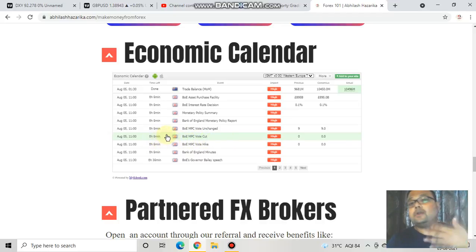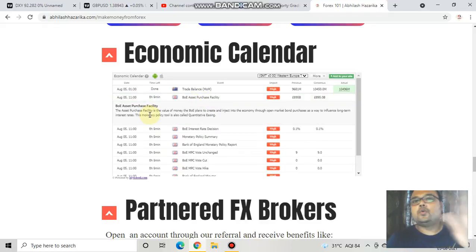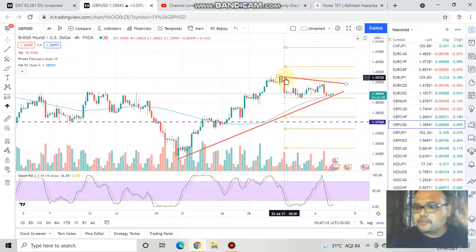And if you want to know further about this, just click on here and you'll get to know what's the deal. So my dear friend, from today onwards, please make it a habit to open the economic calendar in the morning and check out what market driving news or reports are coming up for that particular day. Anyways, let's jump to the chart of GBP USD here.